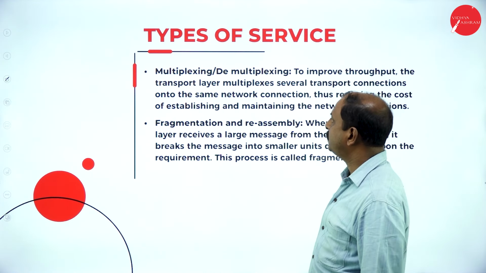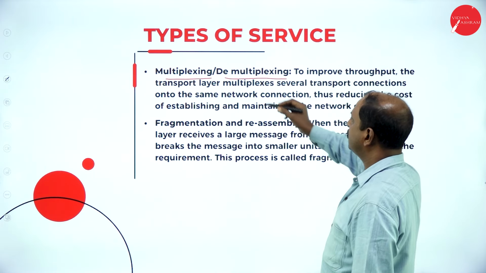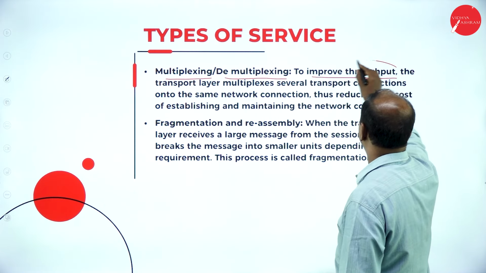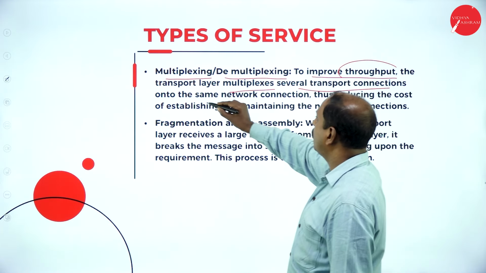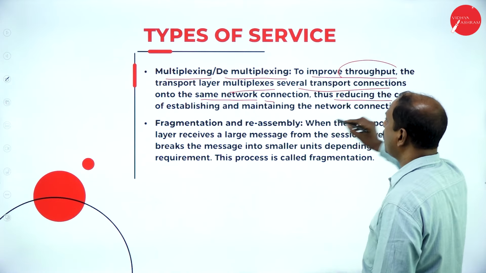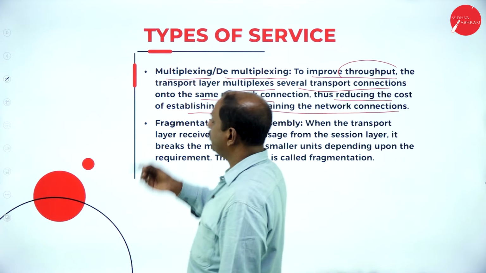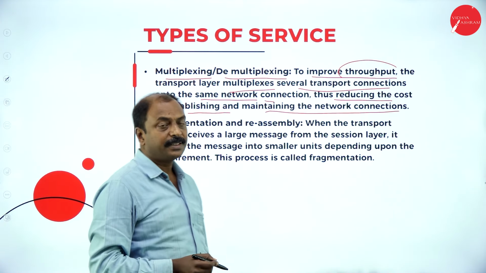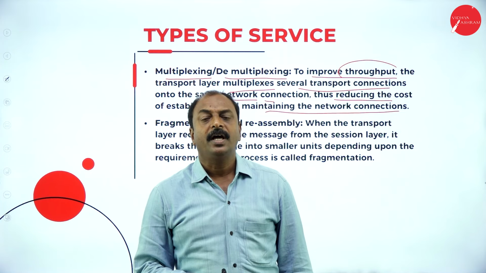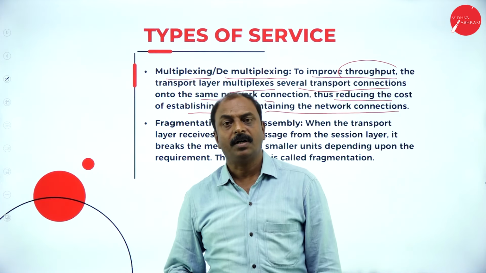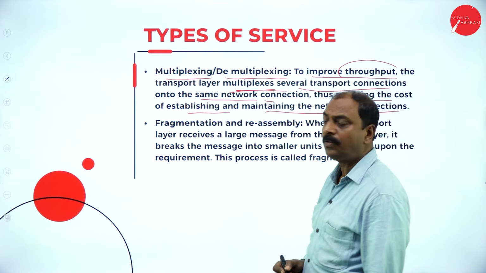In the next slide, we will see the next concept, multiplexing and demultiplexing. To improve the throughput, the transport layer multiplexes several transport connections onto the same network connection, thus reducing the cost of establishing and maintaining the network connections. What is the meaning of multiplexing and demultiplexing? Multiplexing is when there is more than one connection or session in a computer network, and all the sessions are combined and transmitted as a single channel. That is the concept of multiplexing.